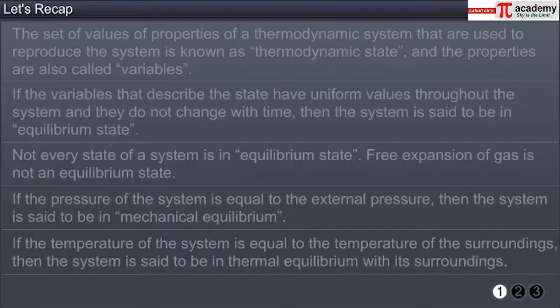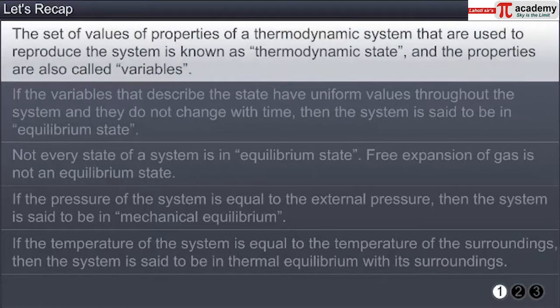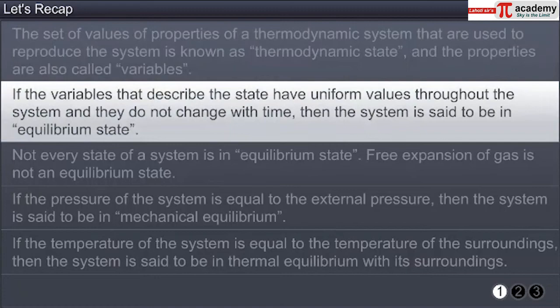You have now reached the end of this module. In this module, you learned that the set of values of properties of a thermodynamic system that are used to reproduce the system is known as thermodynamic state, and the properties are also called variables. If the variables that describe the state have uniform values throughout the system and they do not change with time, then the system is said to be in equilibrium state.